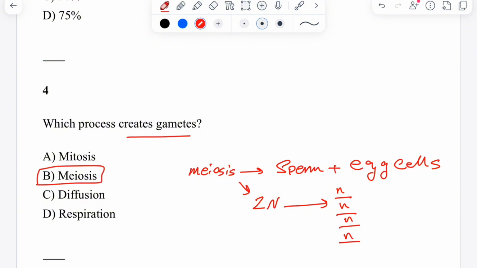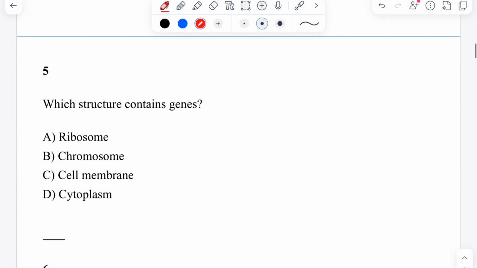So which process creates gametes? Number B, meiosis. Number 5, which structure contains genes? Ribosome, chromosomes, cell membrane, and cytoplasm. So it's an easy question. Chromosomes.